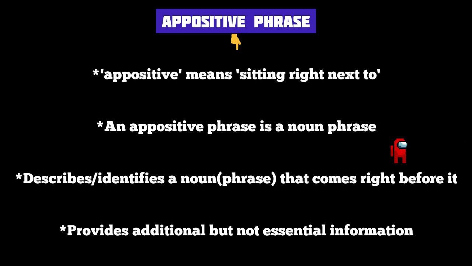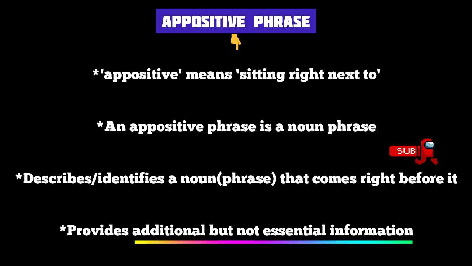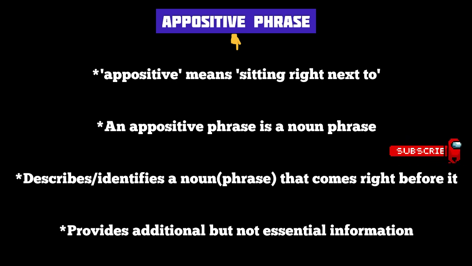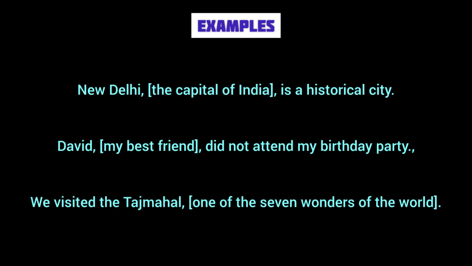It modifies its preceding noun by providing some additional but not essential information about it. Which also means that even if you remove the appositive phrase from the sentence, the basic meaning of the sentence is not affected. That's why an appositive phrase is also known as a non-essential or non-restrictive phrase. It just gives some extra or additional information about its preceding or antecedent noun. Now there are 3 examples of the appositive phrase on your screen.